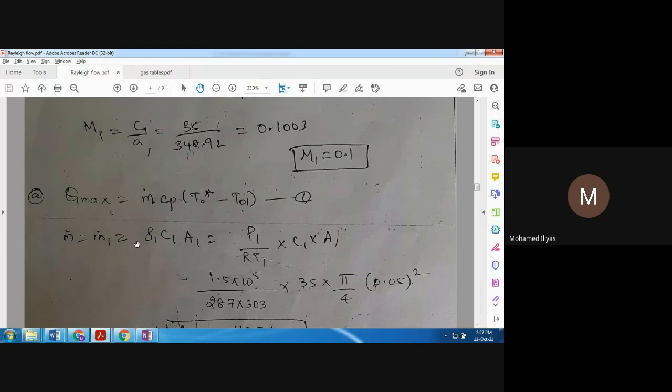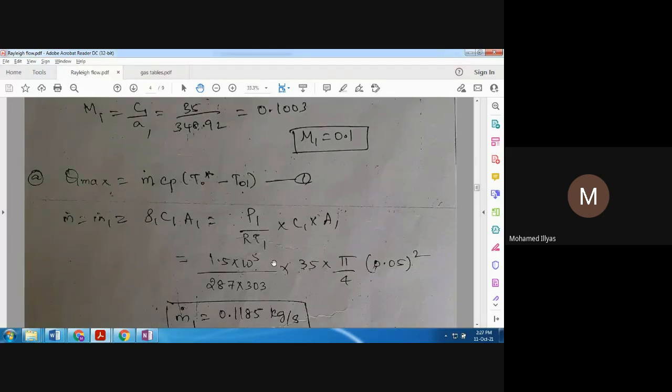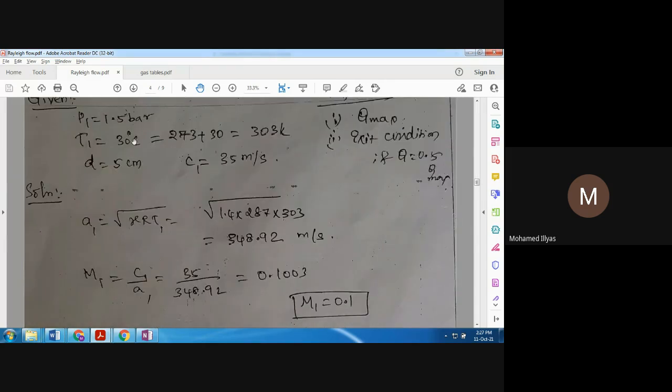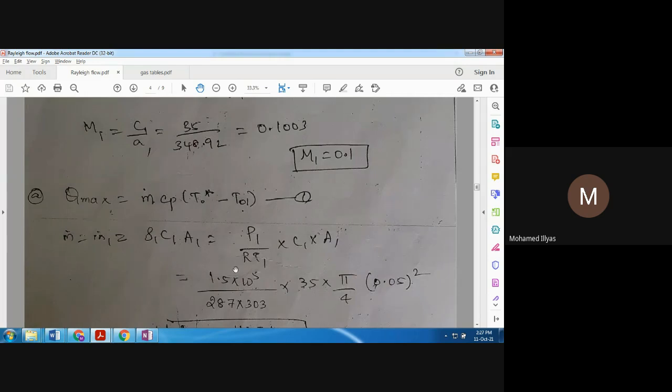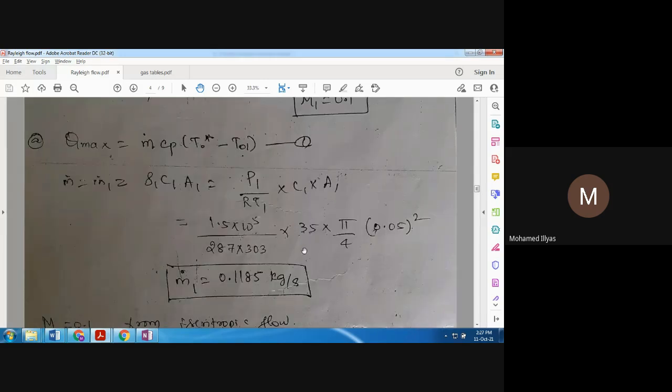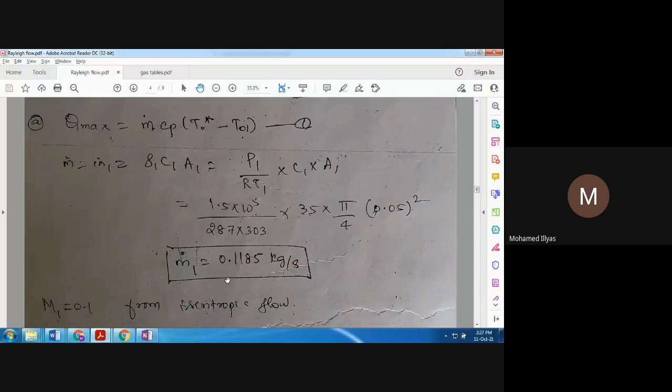We can find it for the inlet condition: rho 1 A1 C1. Rho 1 can be calculated by writing the relation P1 by R into T1. P1 is 1.5 bar, and we have to write it in Newton per meter square, so 1.5 into 10 power 5. R is 287 and T1 is 303. C1 is 35 meters per second. It is a circular pipe, so the cross-sectional area is pi by 4 d square. Substituting these values, we get the mass flow rate as 0.1185 kg per second.